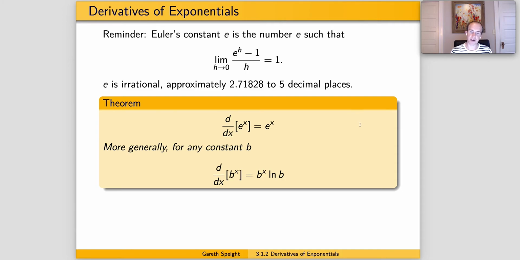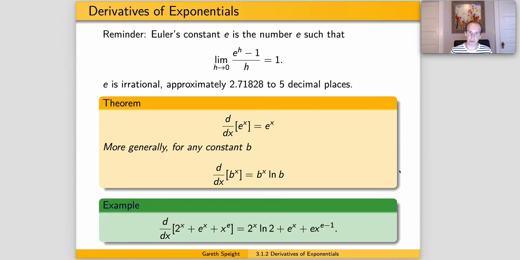So notice exponentials are quite different to powers that we saw before. With exponentials, the base is a constant and the x is in the power. Whereas with the power rule that we saw last time and polynomials, the x is in the base and the power is a constant. So they're kind of swapped around.